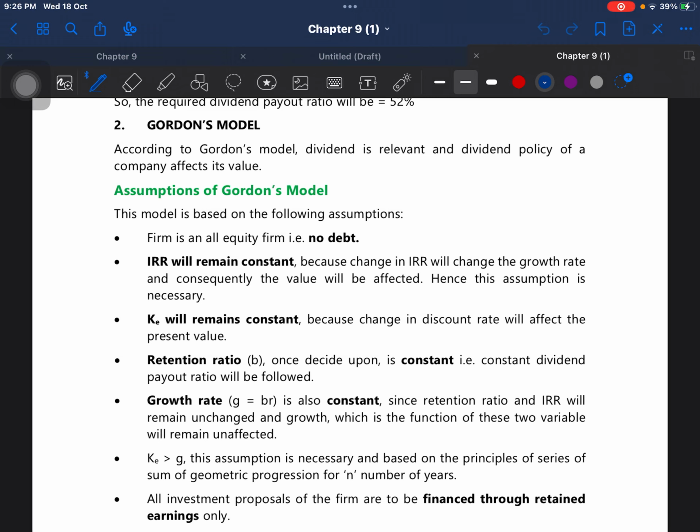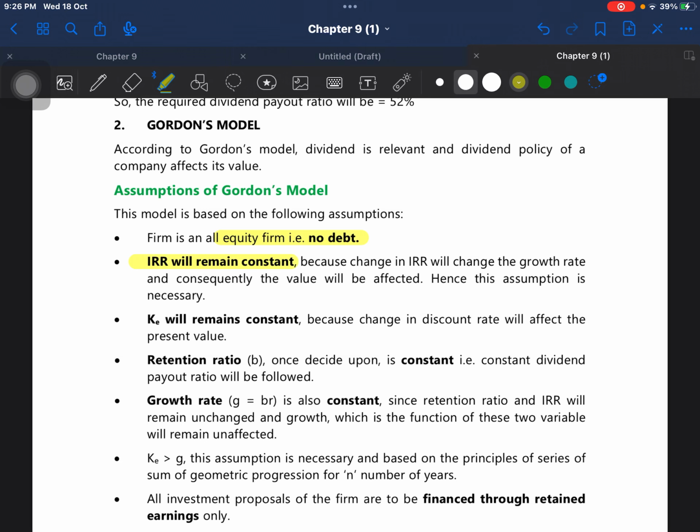Now like Walter's model, in Gordon's model also there are certain assumptions. So we'll have to see the assumptions one by one. The first assumption is that the firm is an all equity firm. That means the firm does not have any debt component. If there is any debt component, then this model cannot be applied. Next, internal rate of return should remain constant, which means whenever the company invests the retained earnings or its equity funds into projects, the internal rate of return that the company generates from such projects will remain constant always.